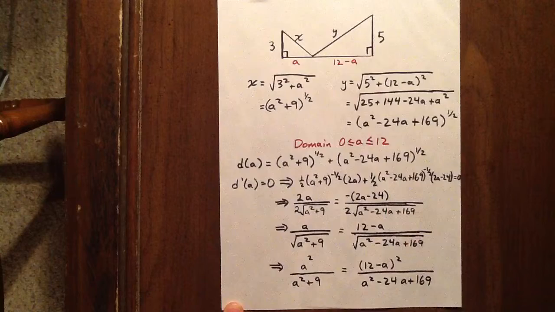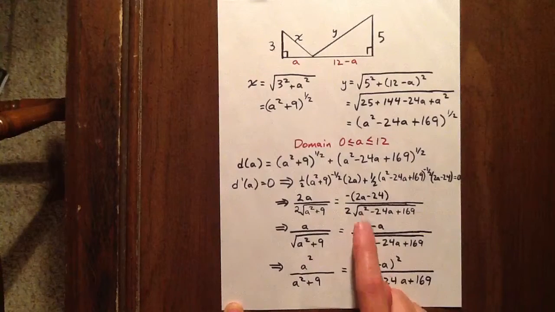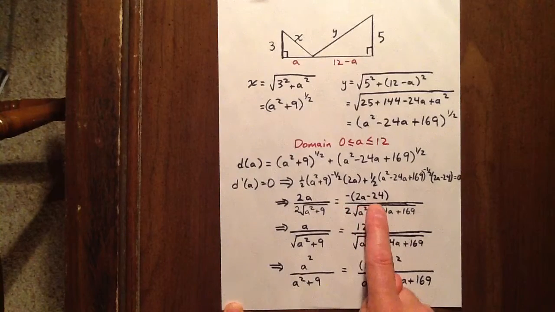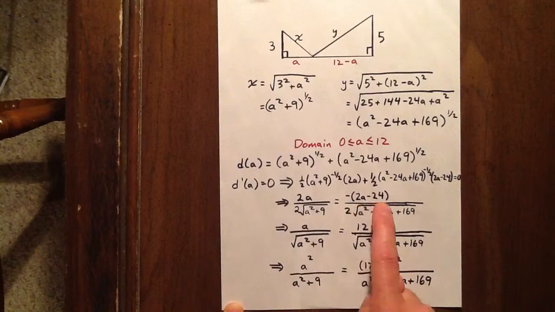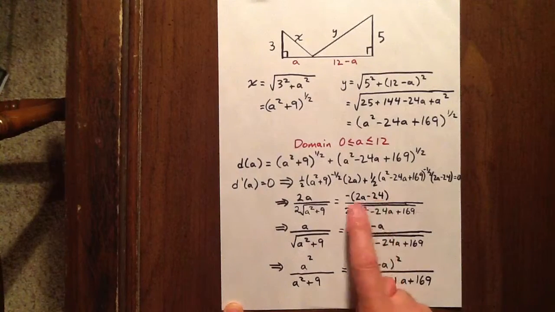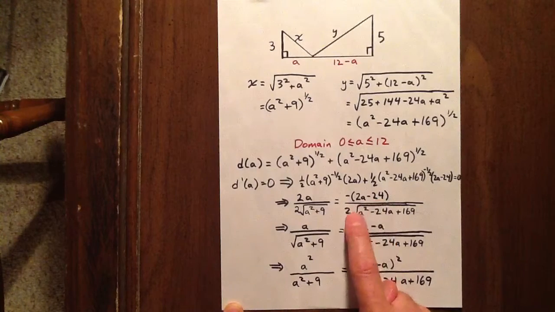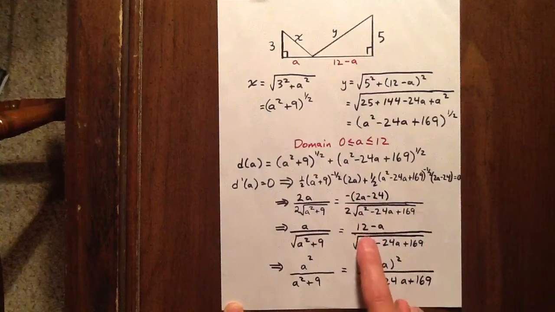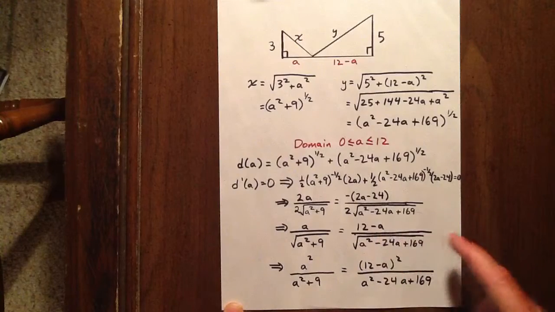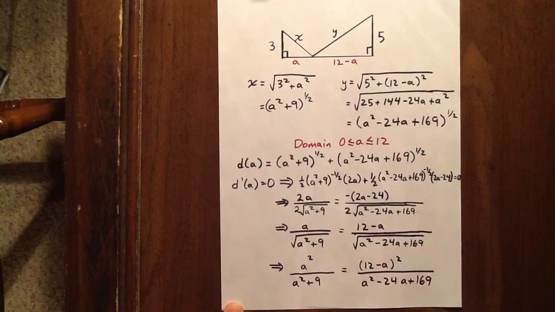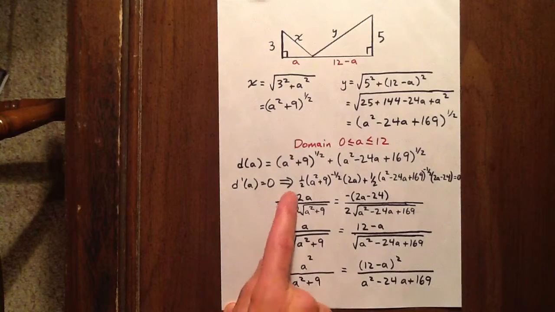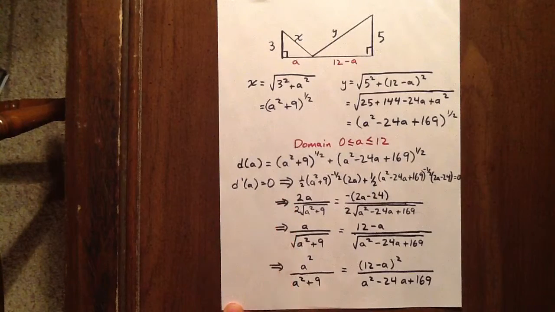Distributing that negative sign in here gives negative 2a plus 24, which is the same as 24 minus 2a. But keep in mind, if we have 24 minus 2a in the numerator and 2 in the denominator, we can divide through by 2, and we're left with 12 minus a in the numerator, and our denominator is the square root of that expression shown. Similarly, dividing by 2 over here gives us this expression. And it might look complicated, but it's really not.